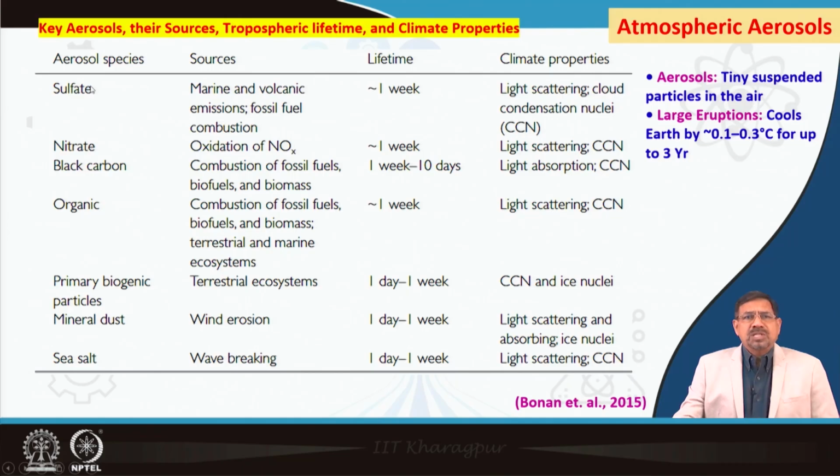So, aerosol species, sources, lifetime and climate properties are mentioned. These are the different aerosol species: sulphate, nitrate, black carbon and organic aerosol species, and sea salt. So, have a look at this, and particularly their lifetime and the climate properties. As far as sulphate is concerned, light scattering and the cloud condensation nuclei, CCN, are affected. So, they are all affected in terms of light scattering and the CCN impact, right.